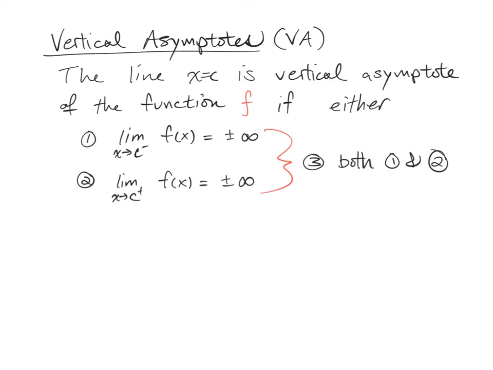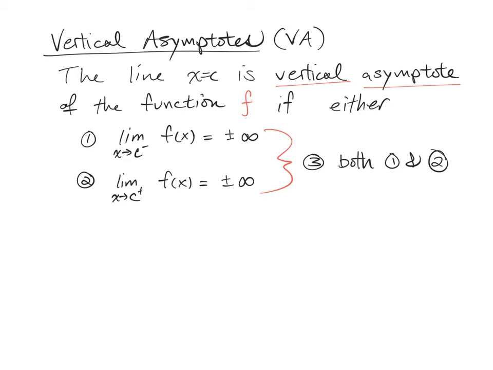Vertical asymptotes, or abbreviated VA. The line x = c is a vertical asymptote, it's a definition, of a function f if either 1. The limit as x approaches c from the left of f of x is either positive or negative infinity. 2. The limit as x approaches c from the right of f of x is either positive or negative infinity. Or 3. Both of these things.